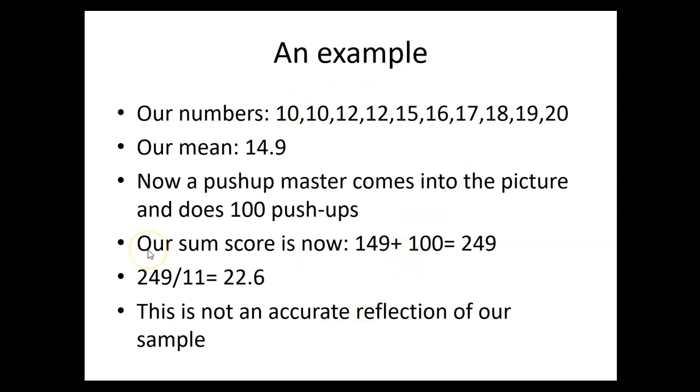Now, let's say that we had someone who's great at push-ups. They came into the classroom, and they were able to do 100 push-ups. So now our sum is 249, and our number of cases is 11. Now we have a mean score of 22.6, which is considerably higher than our previous mean with just the addition of one person. So that's going to be pulling the mean to the right. Large scores pull the mean to the right, and it's not necessarily an accurate reflection of our sample when something like that happens.